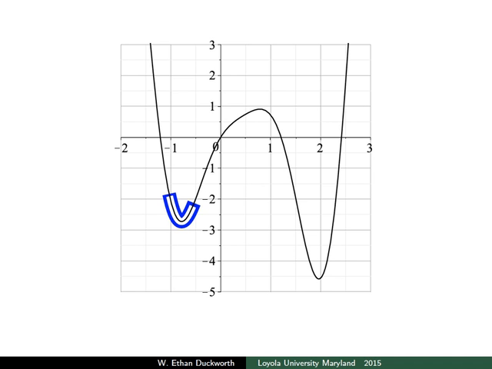The minimum has concave up behavior, and you can see this in a couple different ways. The graph is, in fact, curving up. The graph is also going up on both sides, and you can also say that the graph looks like a cup, right? Cup rhymes with up.